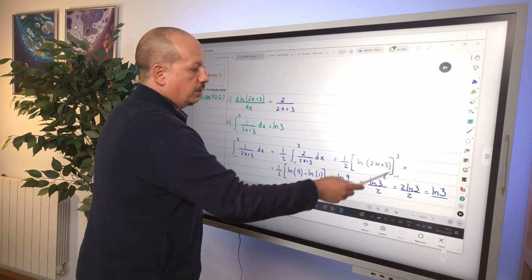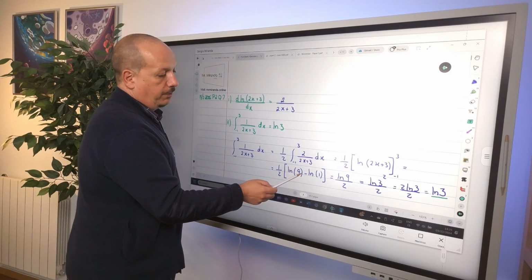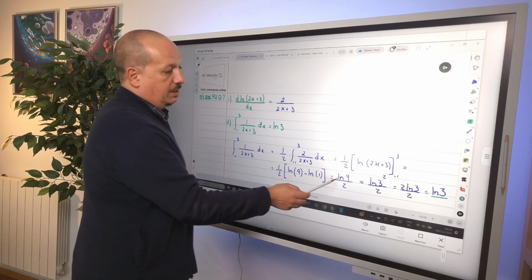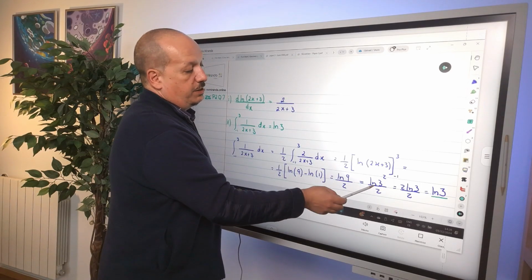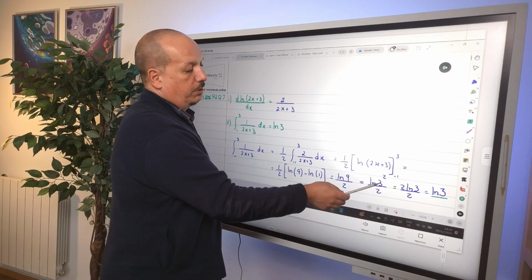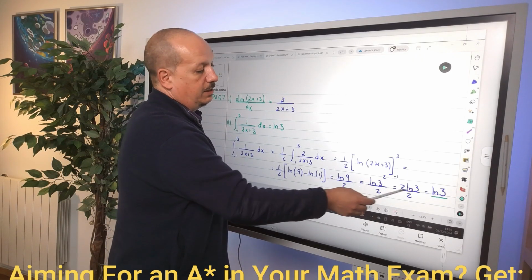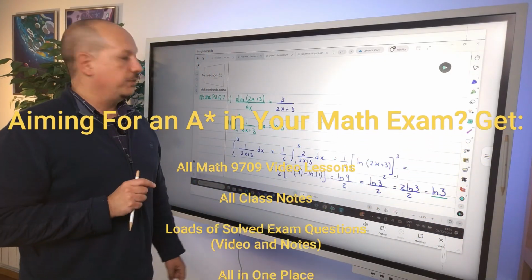Now substitute 3 and -1 inside. You have natural logarithm of 9 minus natural logarithm of 1. This is 0, and 9 is what? 9 is 3 squared. So you can write the natural logarithm of 3 squared as 2 natural logarithm of 3. The 2 cuts out with that 2, so that's just natural logarithm of 3.